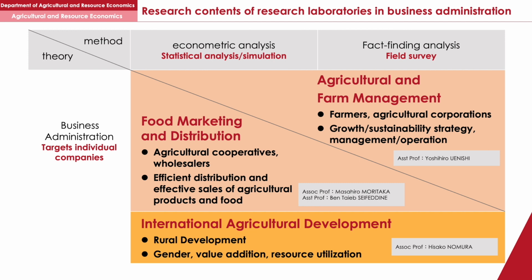Agricultural and farm management studies either individual farmers or agricultural corporations. It considers their growth, their sustainability strategy, their management, and their operation. International agricultural development looks at rural development and the role of gender, value addition, and resource utilisation. International agricultural development studies rural development mainly in developing countries, and it does this from the perspective of gender, value addition, and resource utilisation.